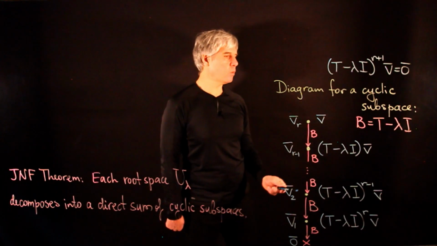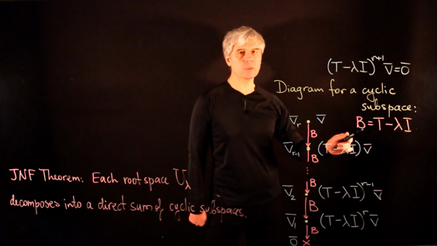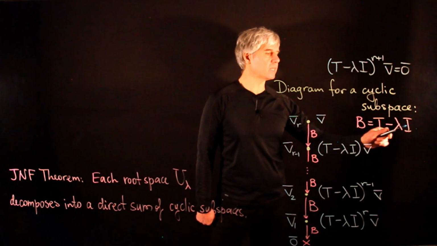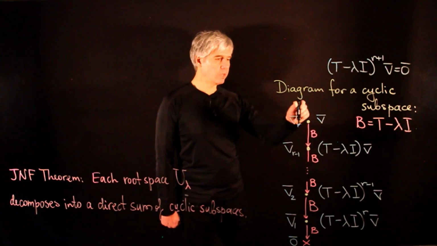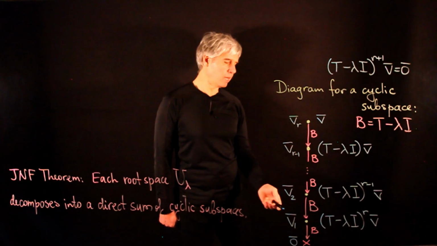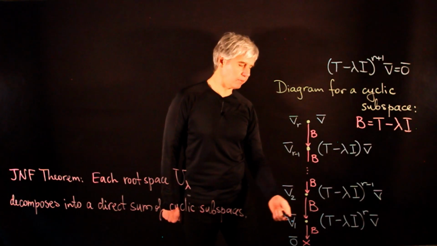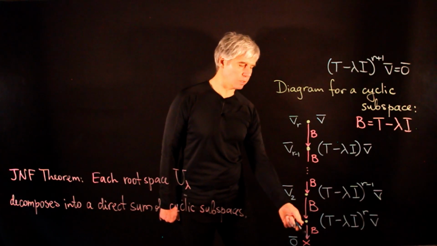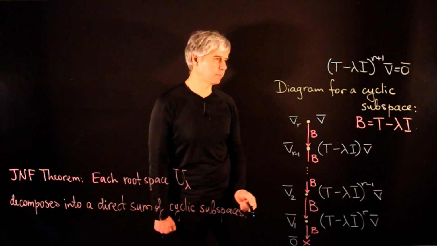To make our notation shorter, we introduce the operator b, which is t minus lambda I. So when we apply the operator b, we descend in this diagram until we hit the ground level v1, and applying b one more time after that will produce a 0 vector.